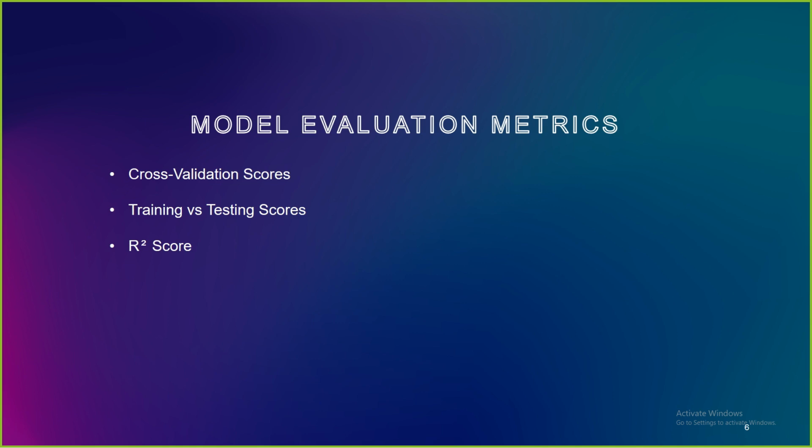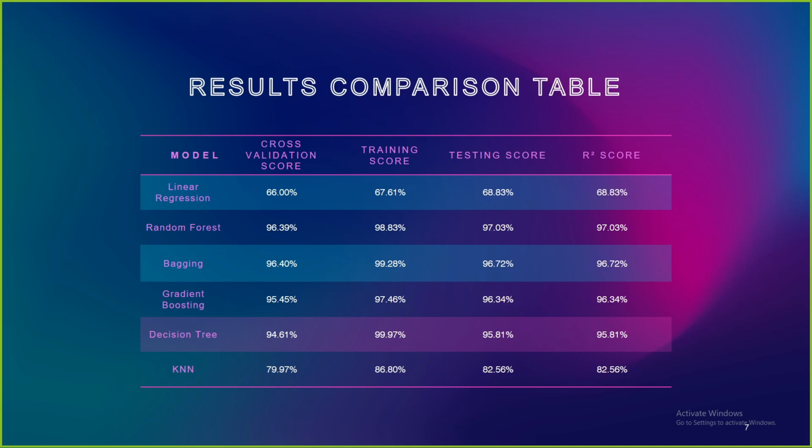We also used the R-squared score, which tells us how well the model explains the variance in the data. In R-squared score, closer to 1 indicates a better fit of the model to the data. Let's take a look at the results. This table compares the performance of each model based on the R-squared score, which means how well the model's predictions match the actual prices. As you can see, the models vary in performance, with some doing better than others. We will walk you through the best performing model in the next slide.